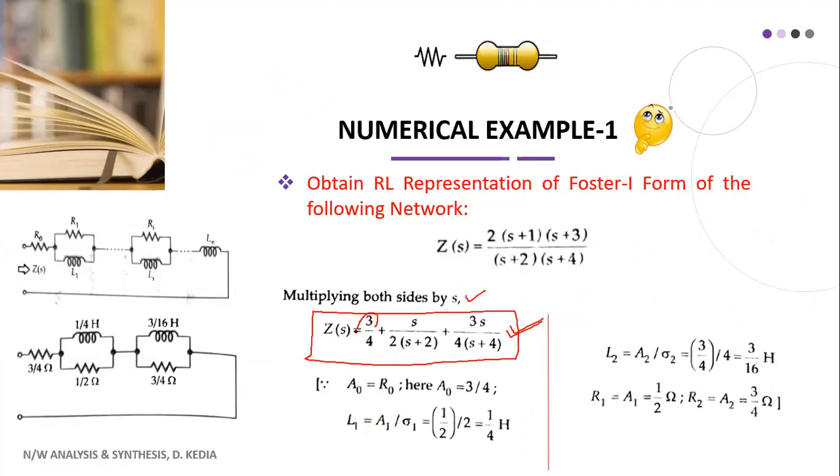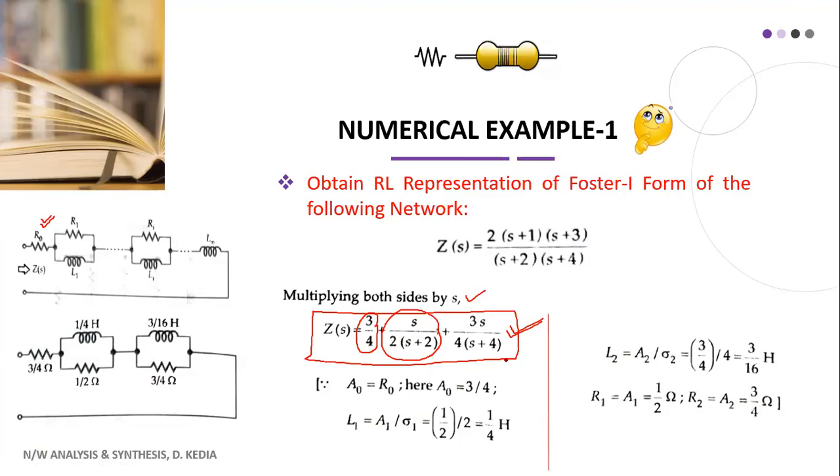This is a constant and we know that a constant represents nothing but resistance. So what we have obtained is this R naught, constant one. Fine. Now you see this one. What is the form of this? s upon 2 upon s plus 2.